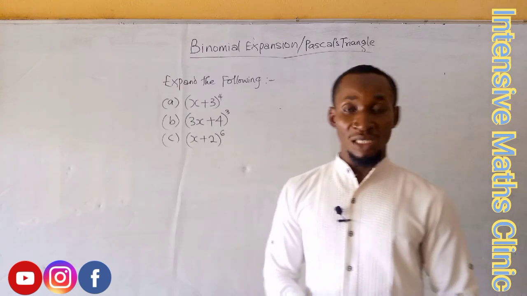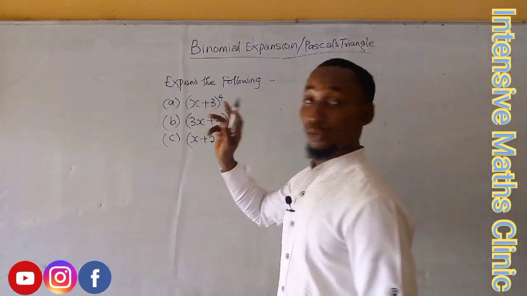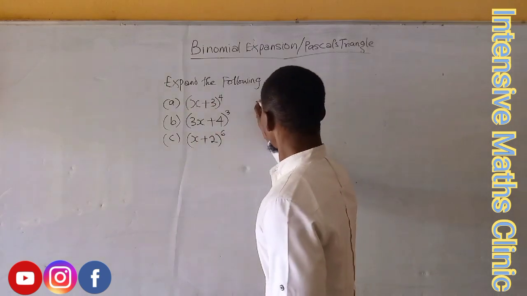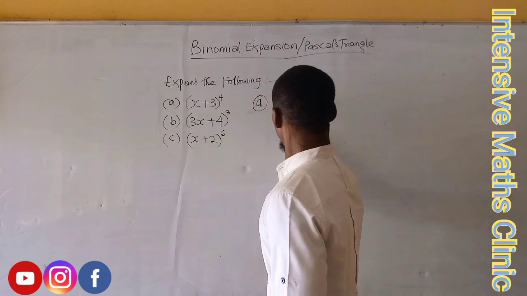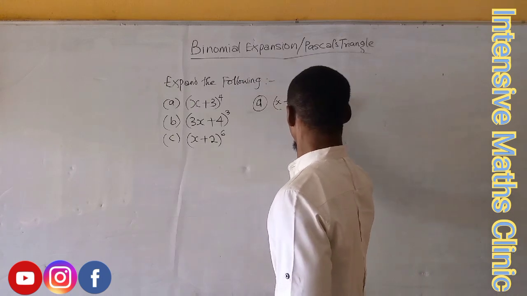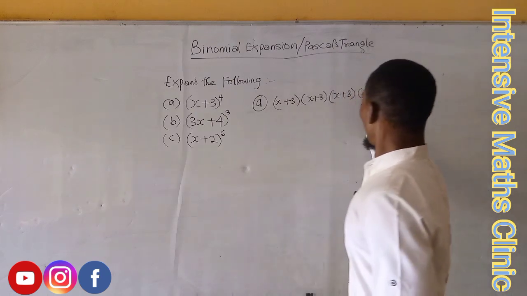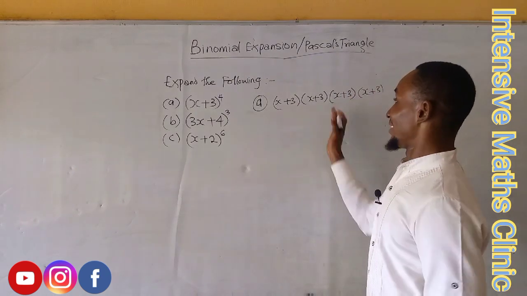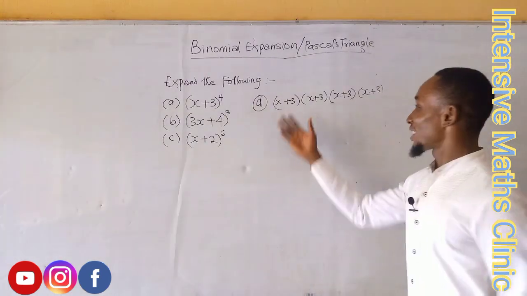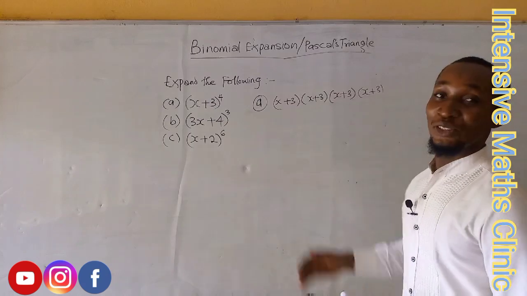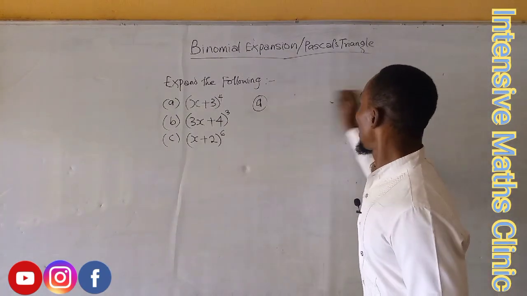But before we proceed, let's write it here. This x plus 3 is a two-term expression raised to the power of 4. That means (x + 3), (x + 3), (x + 3), (x + 3). I know we may be expected to expand this directly, but no, we will not use that. If you are to expand it that way, it's going to consume a lot of time. So we decided to use Pascal's triangle.